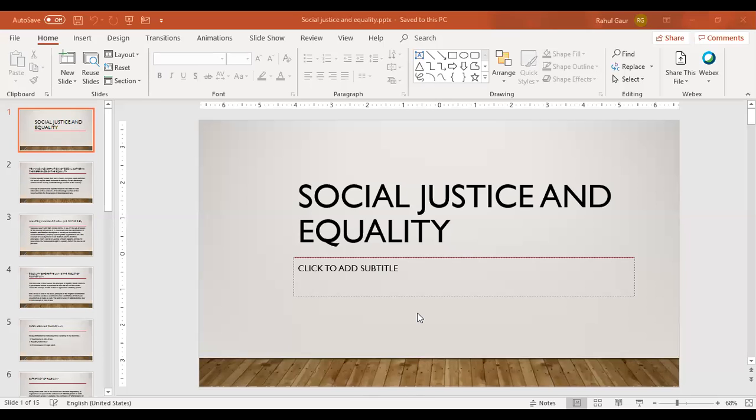Let's start with the concept of social justice and equality. Though both are very related terms, we are going to look into the meaning of social justice in its context with reference to equality, and how the Indian Constitution has dealt with the same. So let's quickly start the presentation.